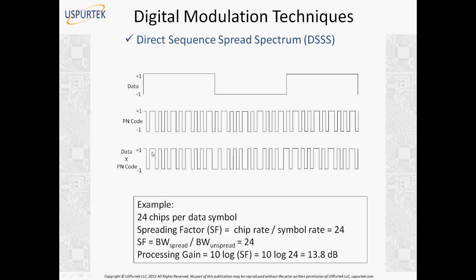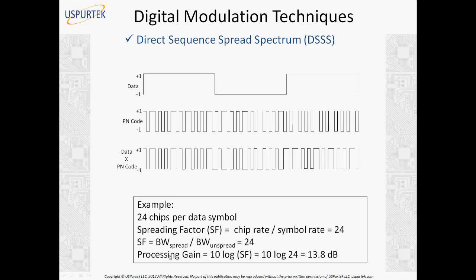Here again the same things apply. The spreading factor is the ratio of chip rate to symbol rate. In this example, it's 24, and the spreading factor also means the bandwidth is spread 24 times compared to the unspread bandwidth. The processing gain we can calculate here is 10 log of the spreading factor, which is 13.8 dB.